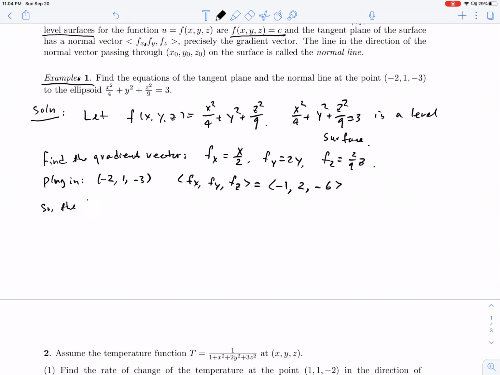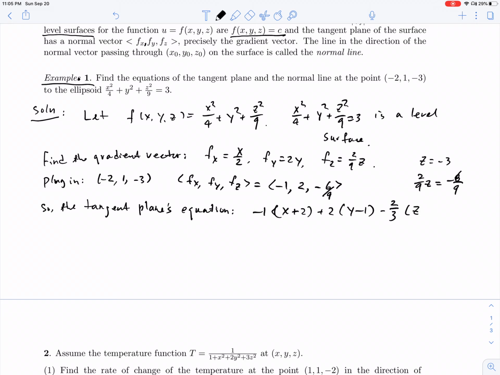So the tangent plane equation is the following. We look at the vector -1 and then x plus 2, because it's x minus -2, right? And then second one we have 2 and then y minus 1. And last one here we have -6. Oh, it's -6 over 9. I think we should also have 9. Yeah, because z is -3 and 2 over 9 z is -6 over 9. All right, we recovered from this error. That's -2/3, and then z minus -3 is z plus 3, and it's equal to 0.